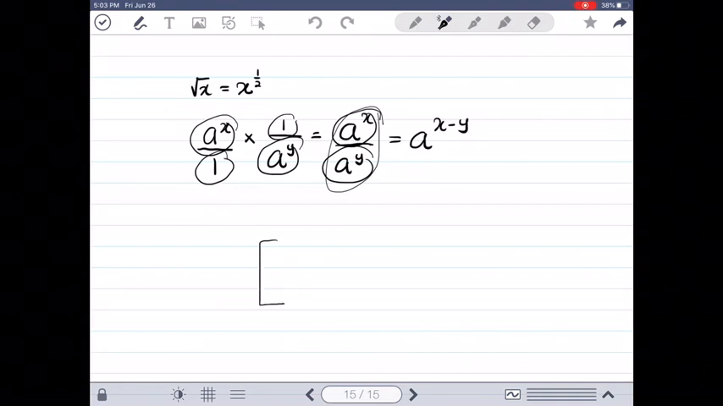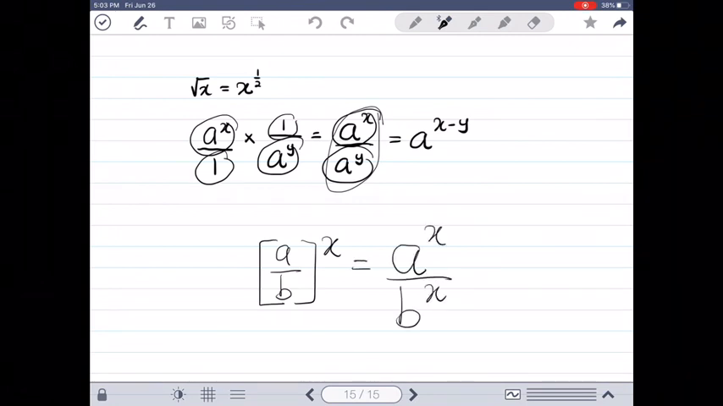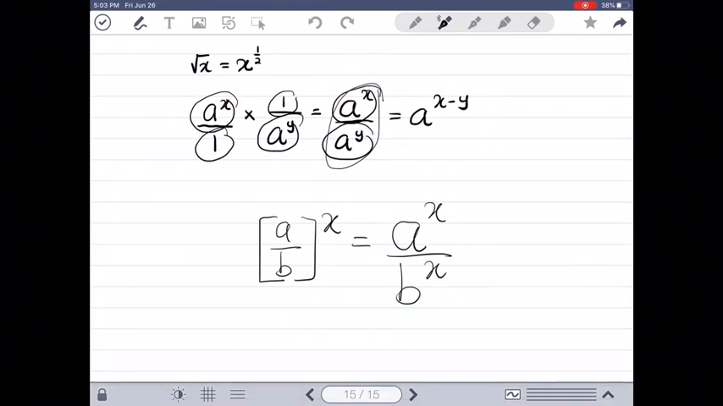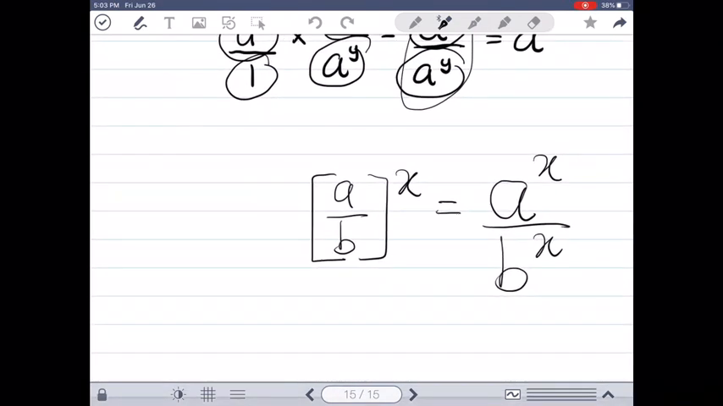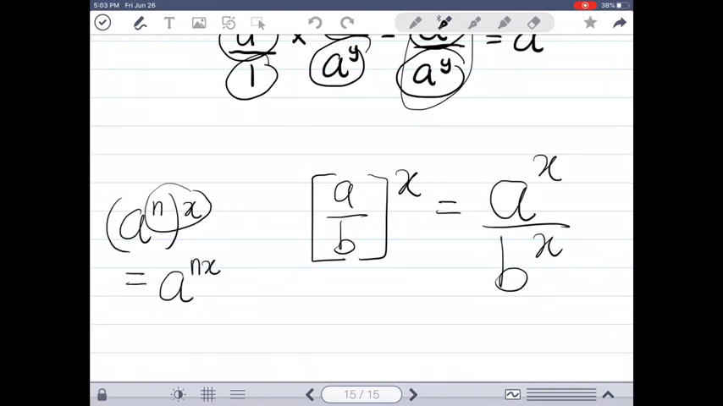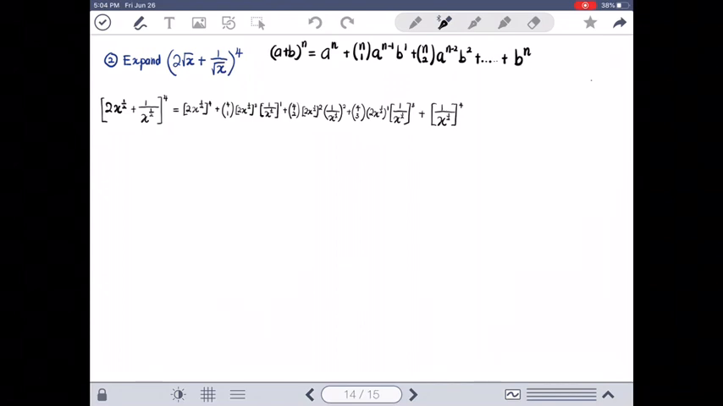And also again, if we have (a/b) to the power of x, this is just equal to a to the power of x over b to the power of x. Properties of indices again. And if we have a to the power of n x, this is just equal to a to the power of n multiplied by x. So that means we can multiply the indices. These are the basic properties of indices.